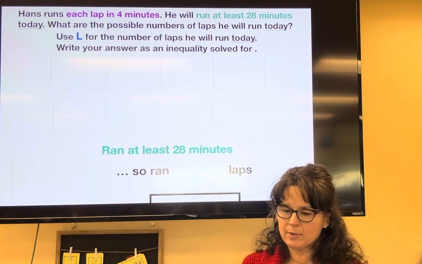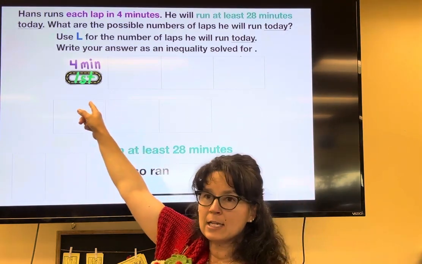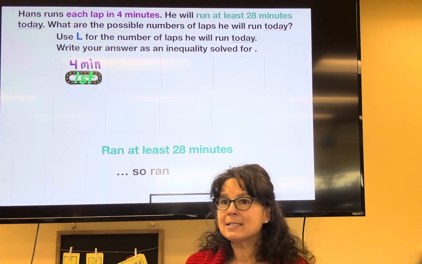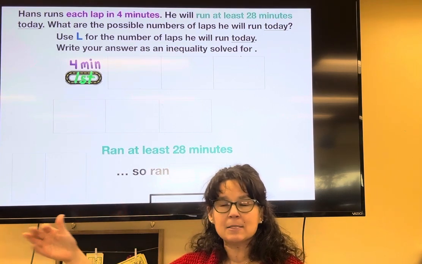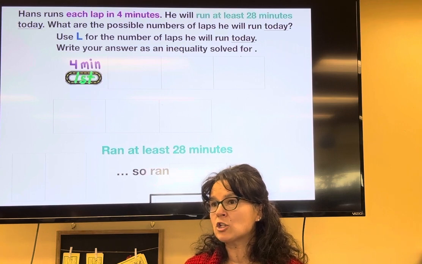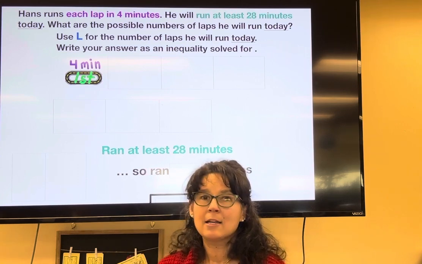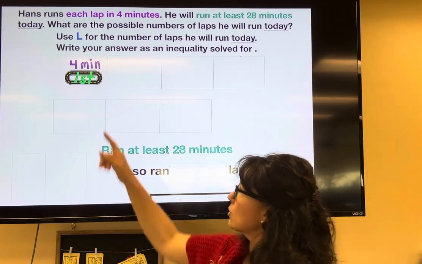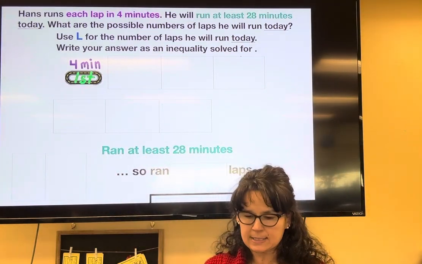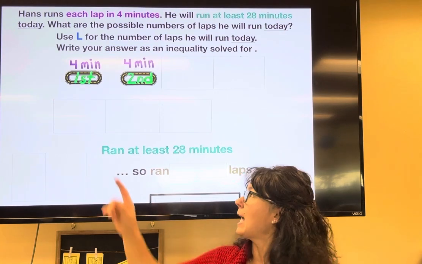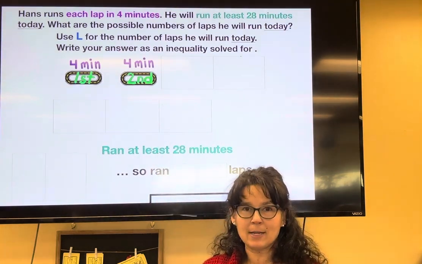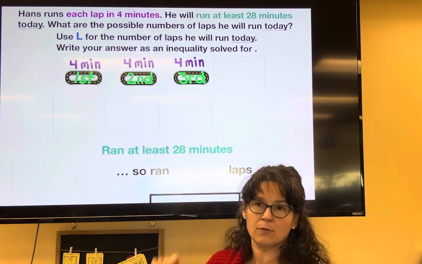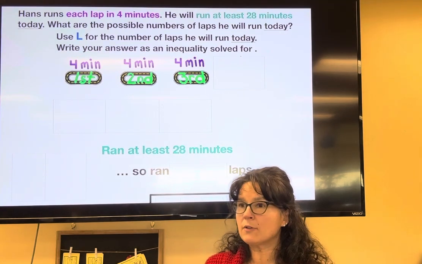I started off with the same situation. This time, one lap takes him 4 minutes. Last time it gave us information about how many laps, but this one is giving us information about how many minutes he's run, and it has to be at least 28 minutes. So far he's only run for 4 minutes. If he runs another lap, now he's run a total of 8 minutes. He runs another lap, 4 plus 4 plus 4, a total of 12 minutes.